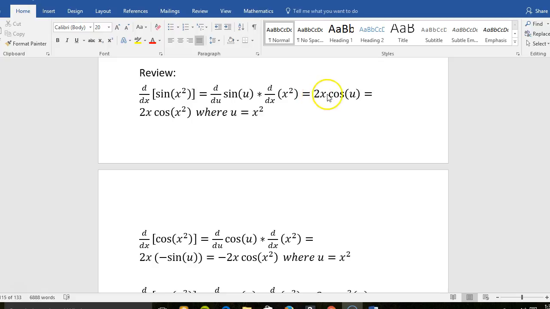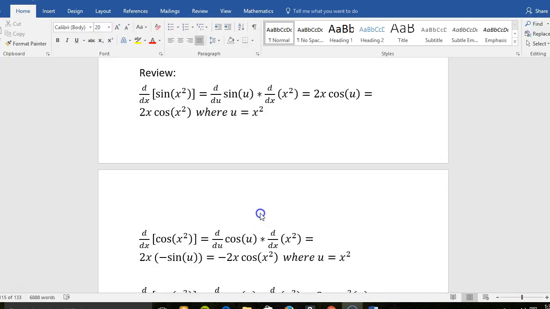What we've got is cosine of u times 2x, but it's just more elegant to write that as 2x cosine u. By commutativity, I put my 2x in front here. So that's going to be 2x times the cosine of x squared, and we're done. Of course, from the very beginning, we've let u equal x squared. Again, that's just more chain rule going on.